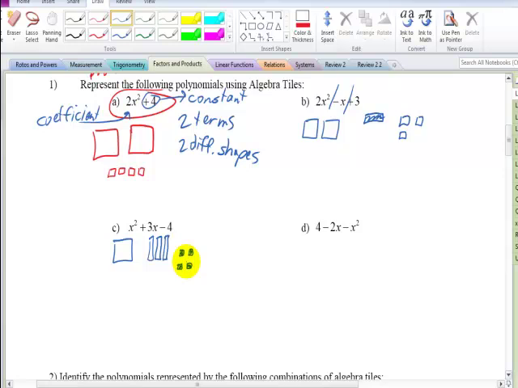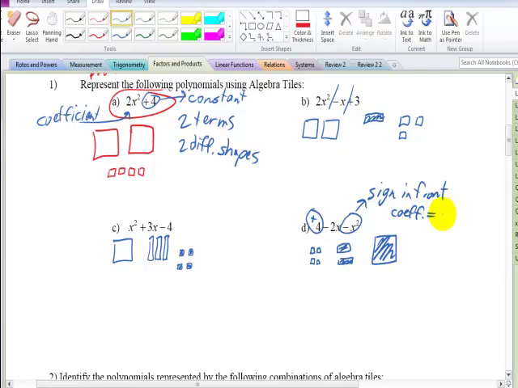Okay, so for C, I have 1x squared, 3 x's, and then 4 small tiles that are shaded in. Notice for D, the sign here is a plus. The sign in front is a plus. So the point with comparing C and D are the difference between a positive coefficient and a negative coefficient. Okay. So watch out for the sign in front. Here your coefficient equals negative 1. Okay, we don't ever write our 1s, but they are there because we have a letter.